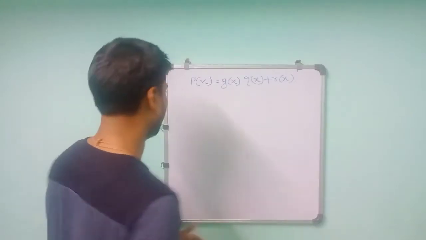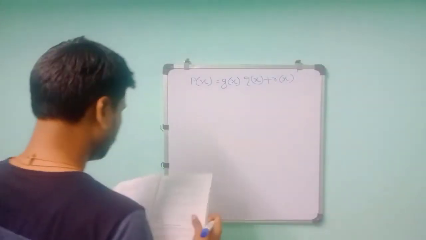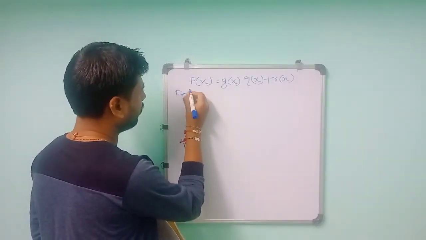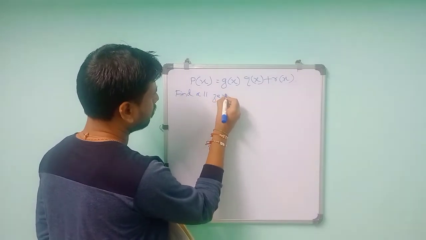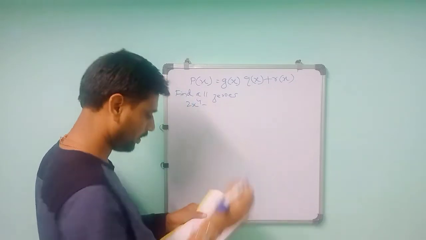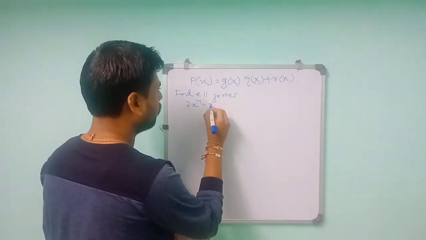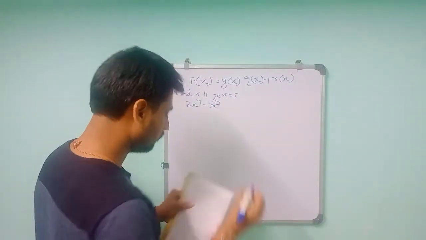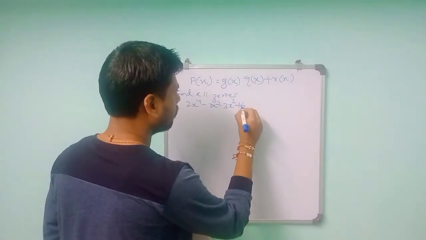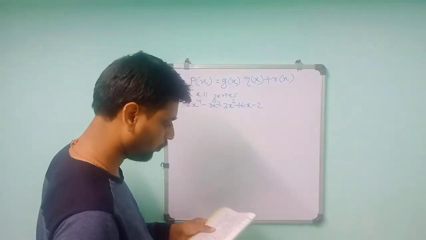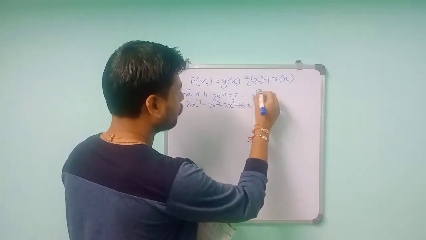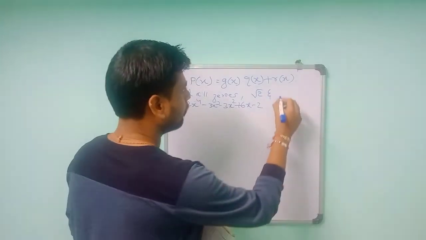So, let us take the next example. They will give you: find all zeros of the polynomial 2x raised to 4 minus 3x cube minus 3x square plus 6x minus 2. Two of the zeros are given, that is root 2 and minus root 2.